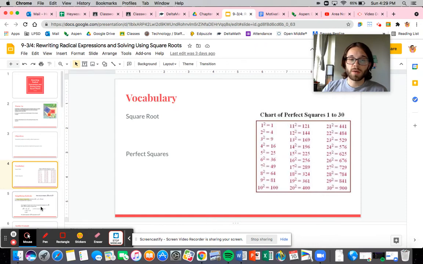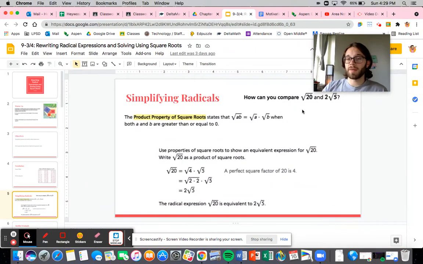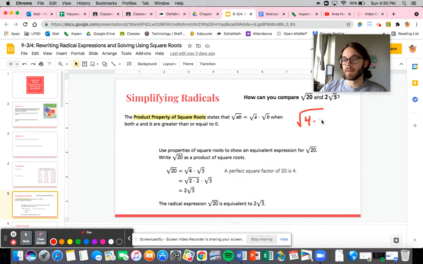All right, so when you're simplifying radicals, there's an important property that you need to know. The product property of square roots is basically going to say that if I have the square root of something like this, the square root of 4 times 7, that's the same thing as the square root of 4 times the square root of 7.